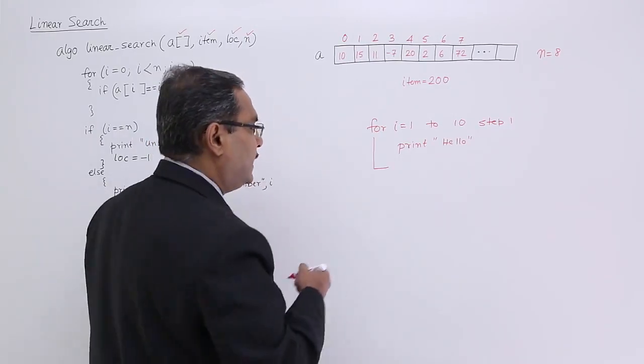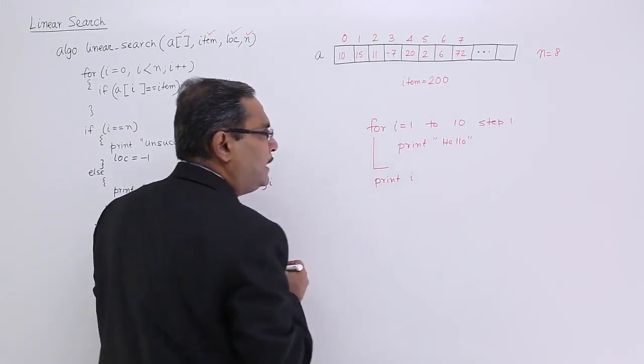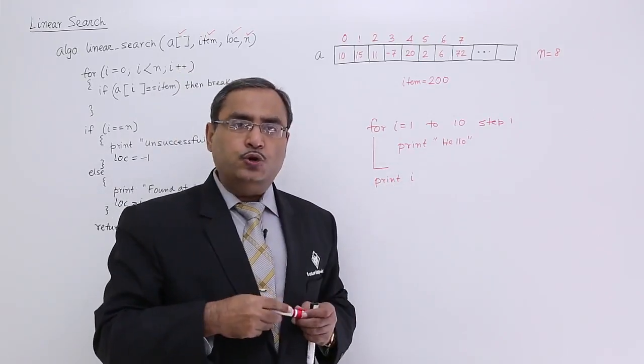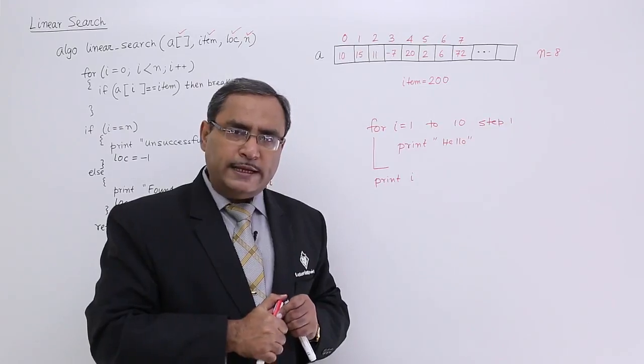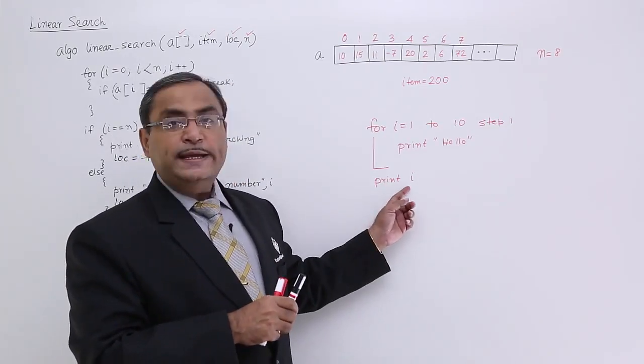Now my question is, if I write print I after this particular loop, then what will be the value of I that gets printed? My answer is, here the value of I will be 11.